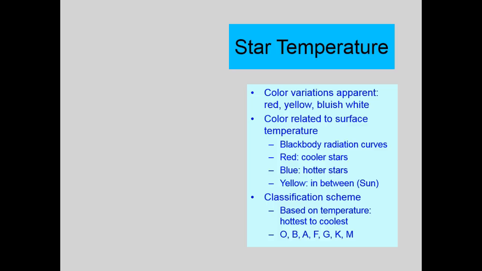Now we're going to jump down another rabbit hole, and this is sort of related, but not directly. What's the star temperature? Okay. The color variations are apparent to us. You have red stars, yellow stars, and bluish white stars. Which of these do you think would be the hottest? Red, yellow, or bluish white? The bluish white. You're absolutely right.